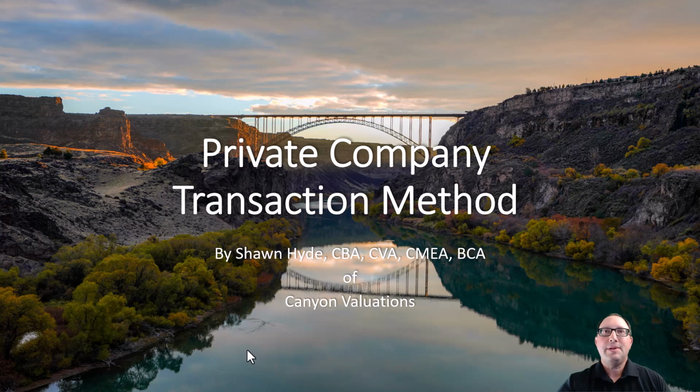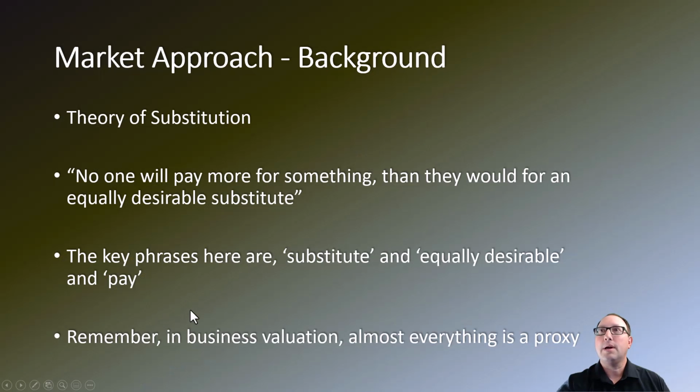So the private company transaction method. This is a method under the market approach. And there's some serious background we need to cover on this one. The method is based on the theory of substitution, which basically says that a buyer is not going to pay more for one business than they could pay for an equally desirable substitute.